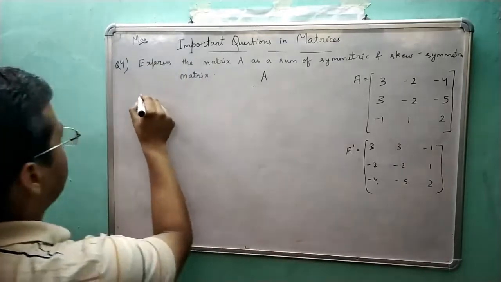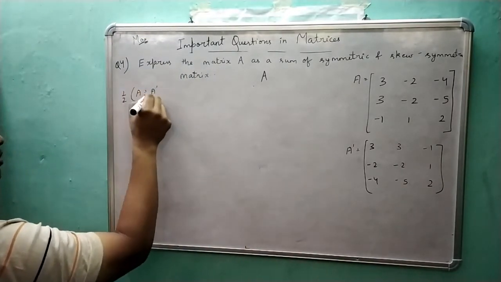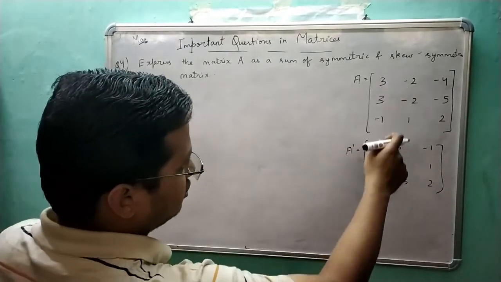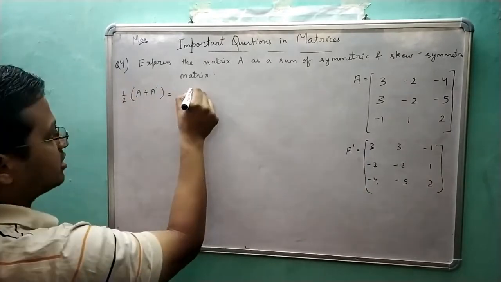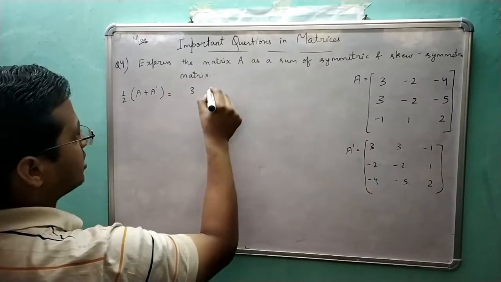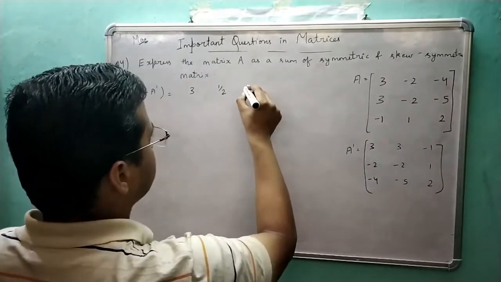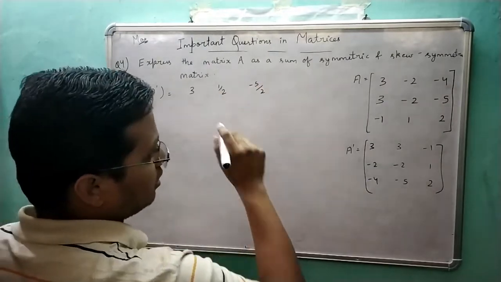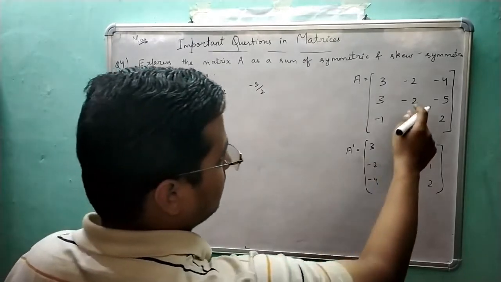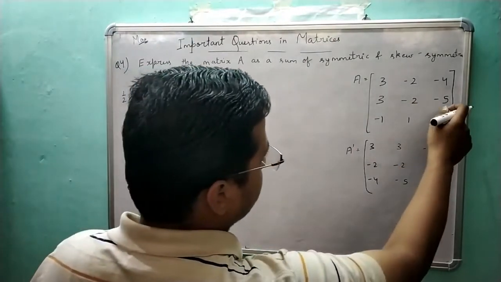Now A plus A transpose. So half of A plus A transpose will be, so A plus A transpose, 3 plus 3, 6, and its half is 3. Minus 2 plus 3 is 1, and its half is 1 by 2. Minus 4 minus 1 is minus 5 by 2. 3 minus 2 is 1, and its half is 1 by 2. Minus 2 minus 2, minus 4 by 2, minus 2.